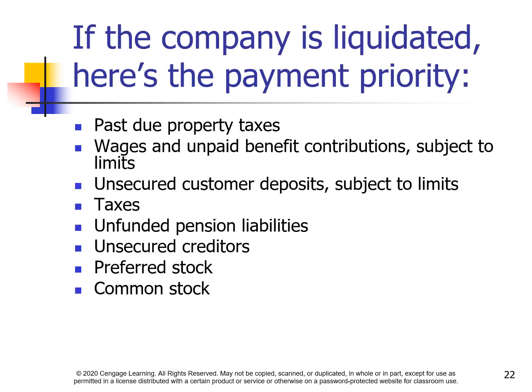If the company is liquidated, here is the payment priority. Past due property tax, wages and unpaid benefit contributions, unsecured customer deposits, taxes, unfunded pension liabilities, unsecured creditors, preferred stock, and the last will be the common stockholders.